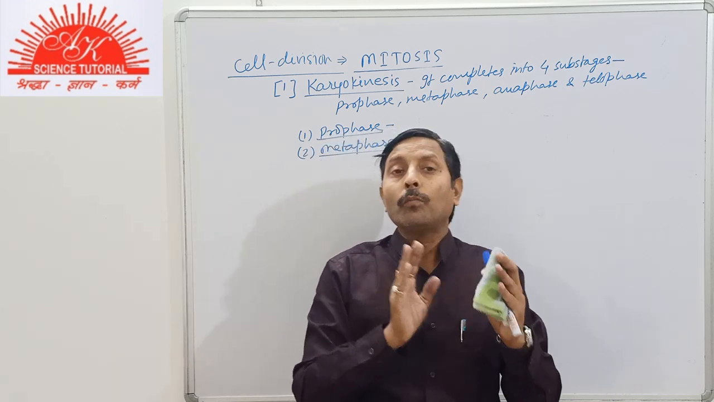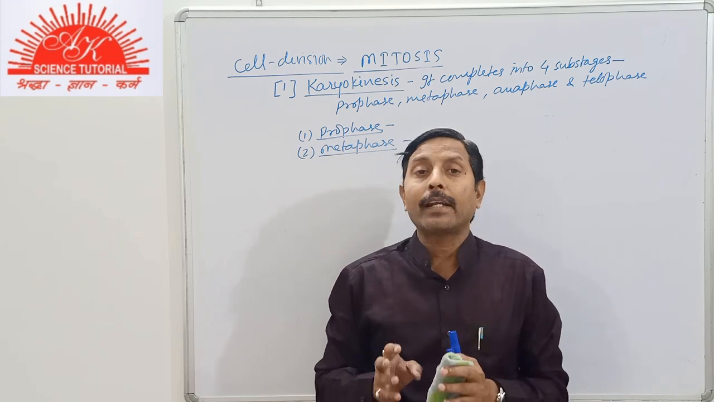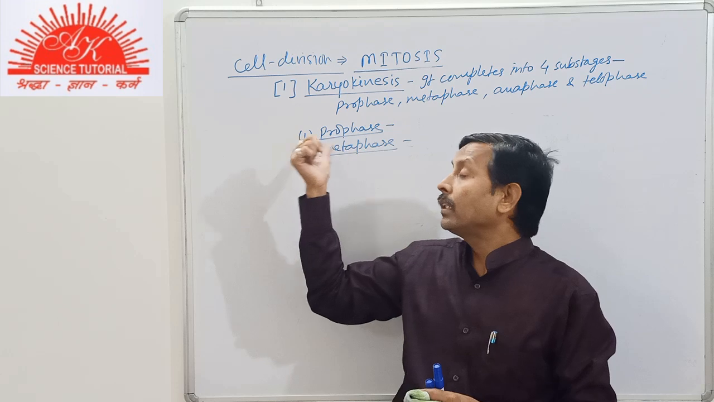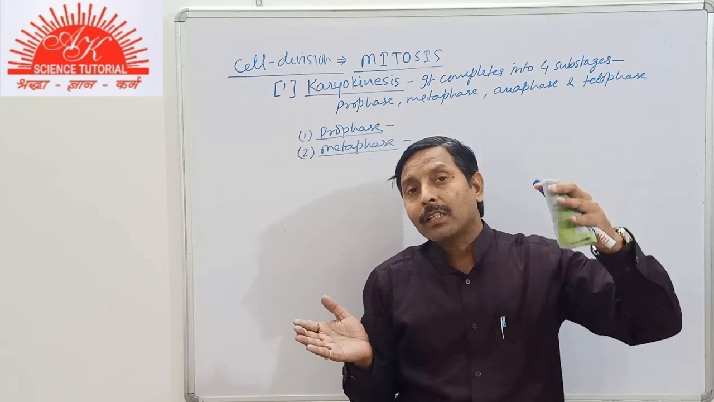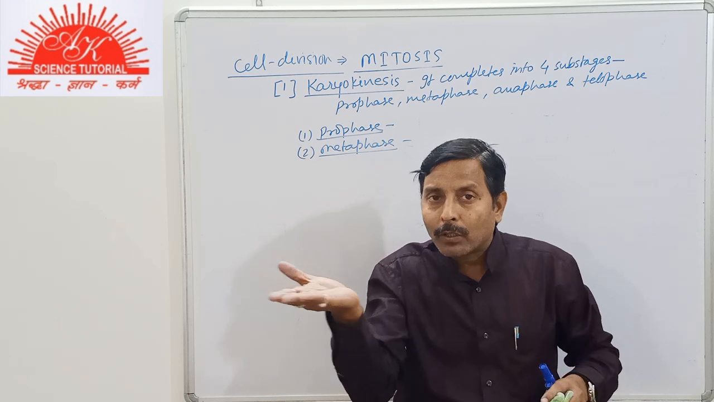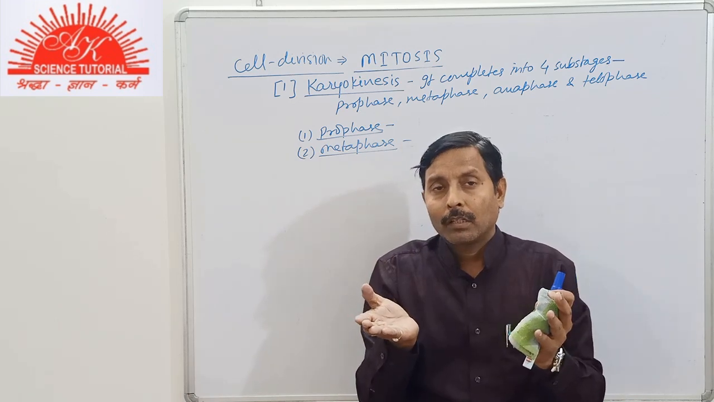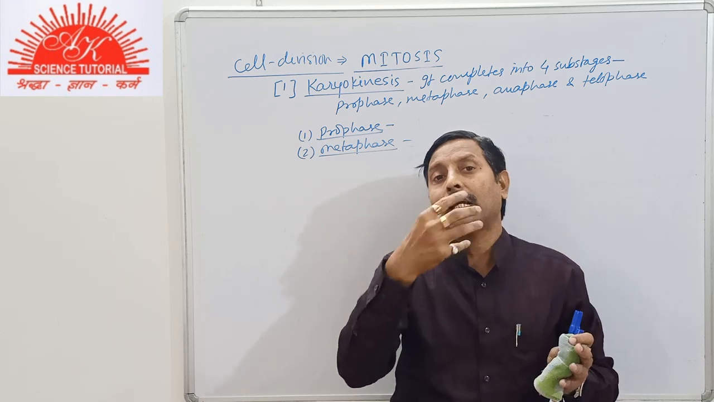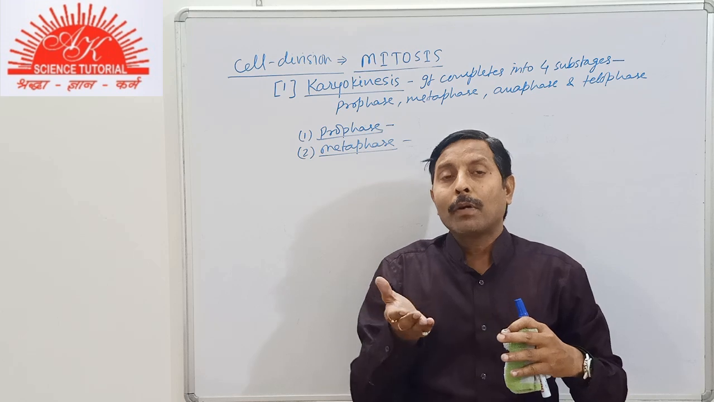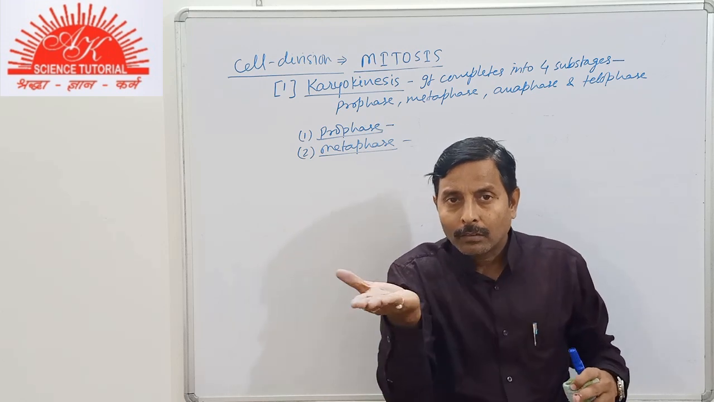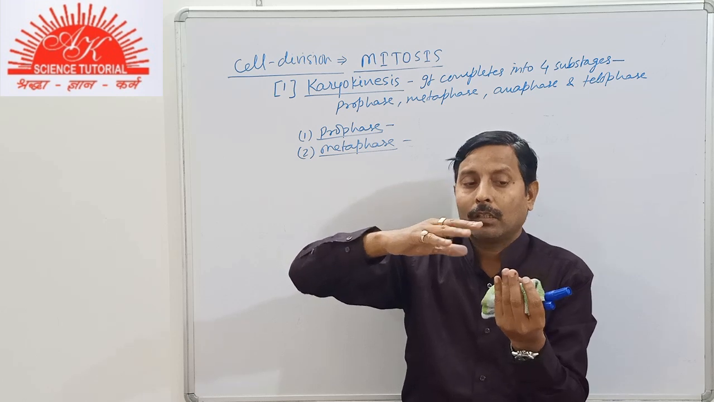Till now, the chromosomes were scattered in the cytoplasm randomly. But during metaphase, chromosomes start to arrange themselves at the equatorial plane. Suppose we take a watermelon in which the seeds, they are the chromosomes, are scattered. But when we cut it from the middle, then the plane of it will be known as the equatorial plane, like this.